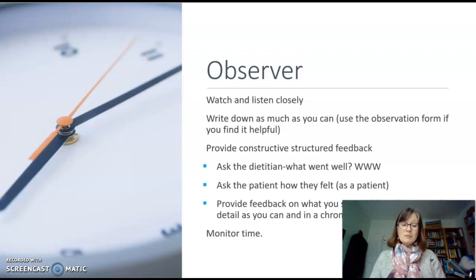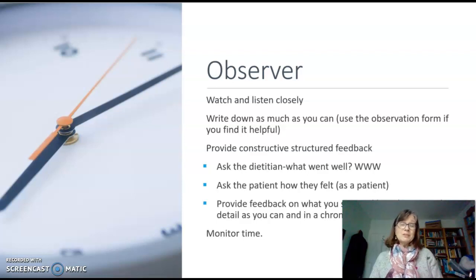The other role of the observer is to monitor time. It's really important for our workshops to make sure that things don't run over. Therefore we need to make sure of the timing: use your phone, put the timer on, and make sure we don't allow the role plays to go over 5 minutes and the feedback and discussion to go over 5 minutes.